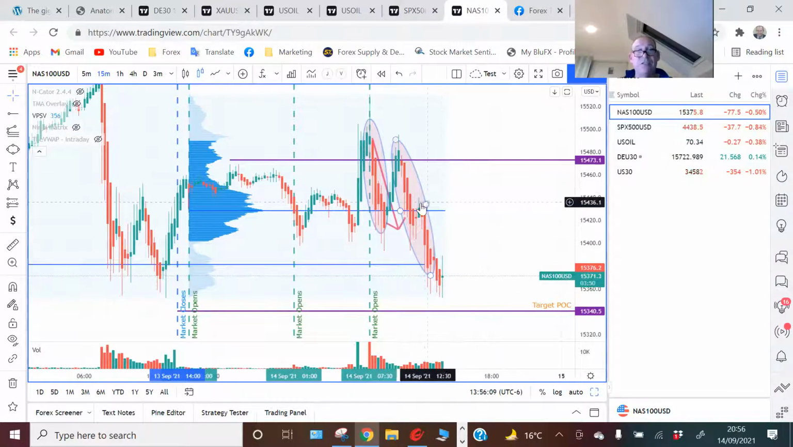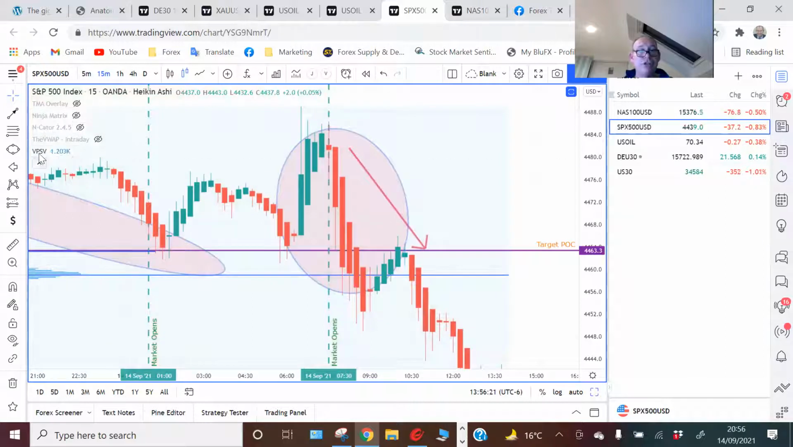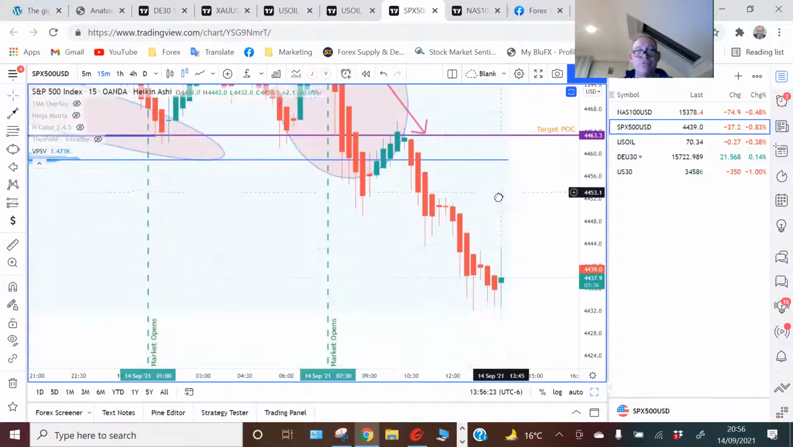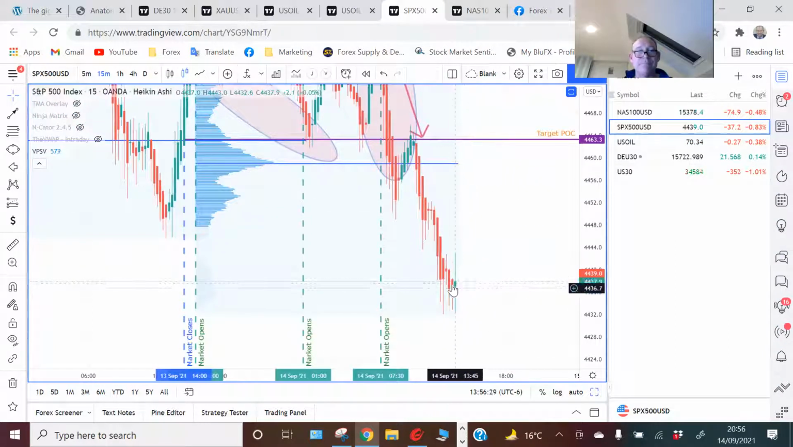But we don't just enter. We'll wait for the time to be right. Everything I showed you. So that's the NAS 100. SPX, Standard & Poor's 500. Turn everything off. All I'm interested in is the point of control for today. That's it there, that's our target. That's the price line.